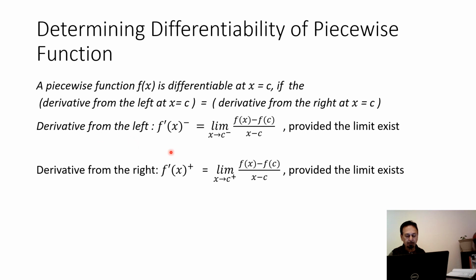Derivative from the left is the limit as x approaches c from the left of f of x minus f of c over x minus c, provided the limit exists. Derivative from the right is the limit as x approaches c from the right of f of x minus f of c over x minus c, provided the limit exists.